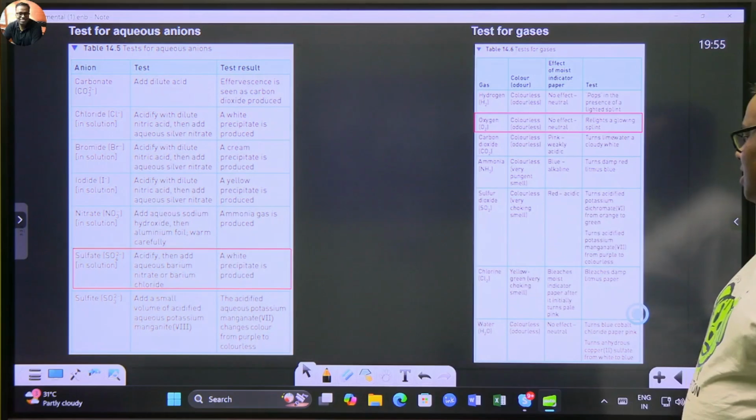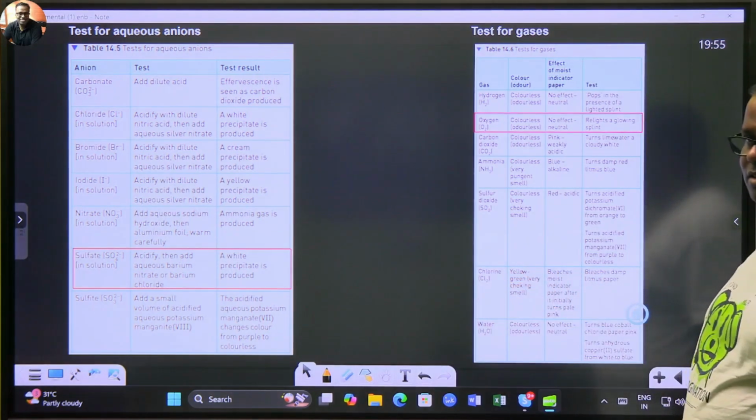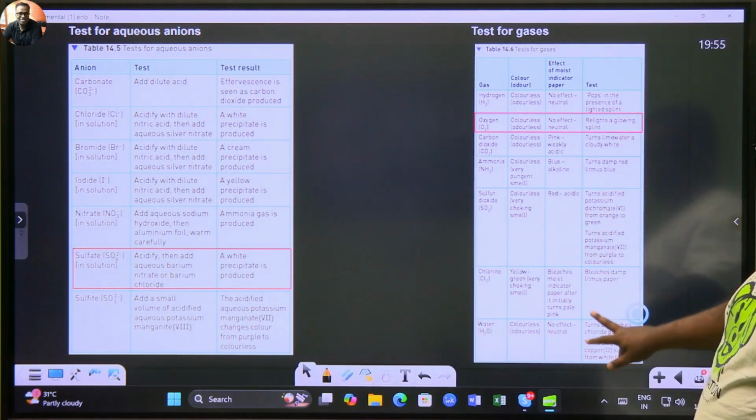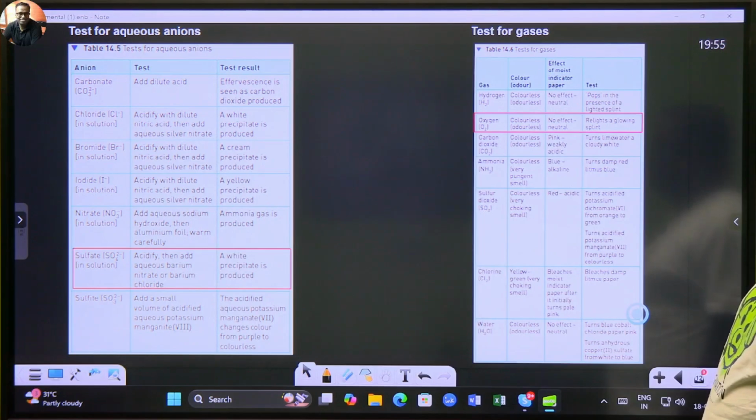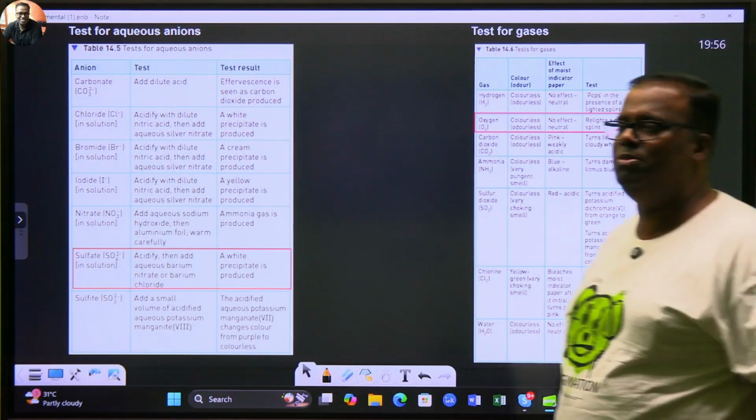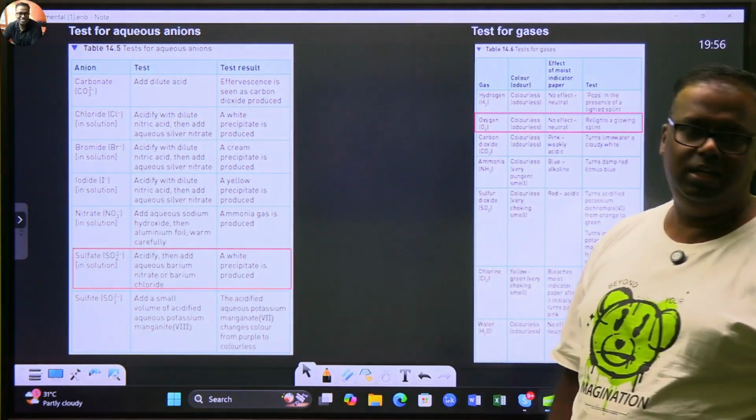Okay. Next is chlorine. So in this section, keep an eye on oxygen, and also see water. Chlorine bleaches damp litmus paper. Bleaches damp litmus paper means it will make it colorless. Colorless if you have chlorine.